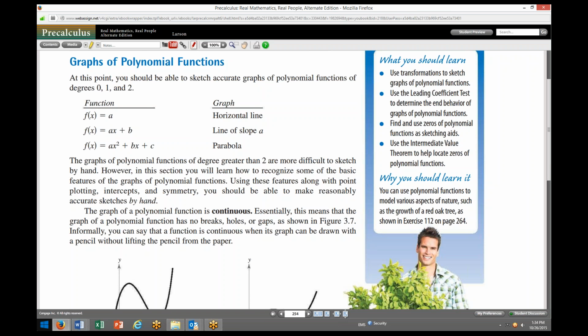Then if you have x to the first in the form of f of x equals ax plus b, or as we're more used to denoting it, mx plus b, the slope of the line is the coefficient of x and b, the constant, is the y-intercept. That is a first degree polynomial function. Second degree is f of x equals, in classic general form, ax squared plus bx plus c.